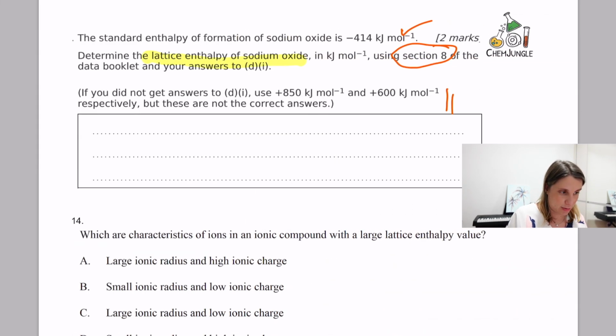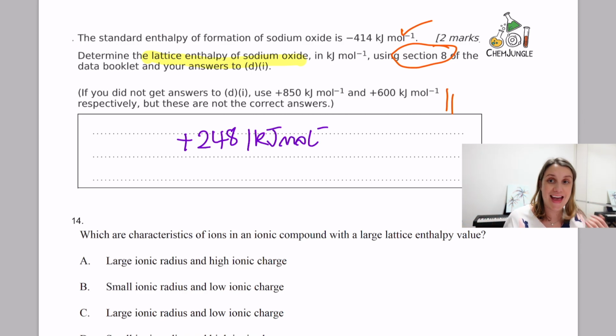So check that you get the same answers as me. Feel free to write it in the box. You should be getting a positive value for lattice enthalpy. We work it out as being endothermic in IB, so the energy required to break apart that solid ionic lattice into the gaseous ions overall.